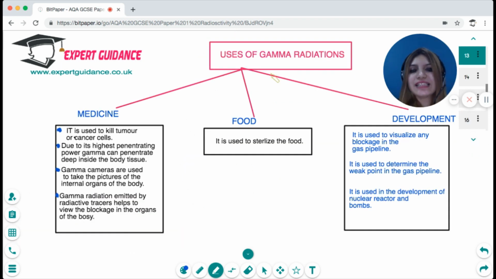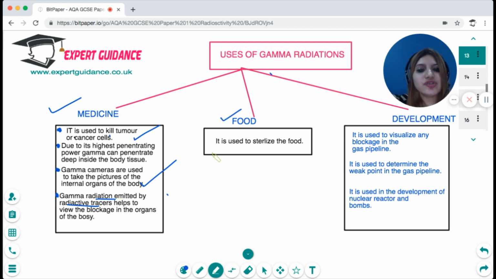Okay, next is the gamma radiation. In medicine, it is used to kill tumor cells, cancer cells. Why? Because they have highly penetrating power. So due to this highly penetrating power, they can penetrate deep inside the tissues. We can have gamma cameras, which can take pictures of the internal organs of the body. And the gamma radiation is emitted by radioactive tracers. We put the radioactive tracer inside the body. The radiation that they emit helps us to visualize organs, like blocked kidneys of the body.